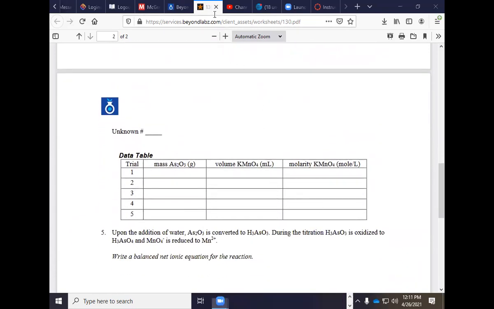Okay, and then this one. Okay, so we're going to do 5 trials. Do 3 trials of method 1. And then 2 trials of method 2. And so then you'll have all your 5 trials.